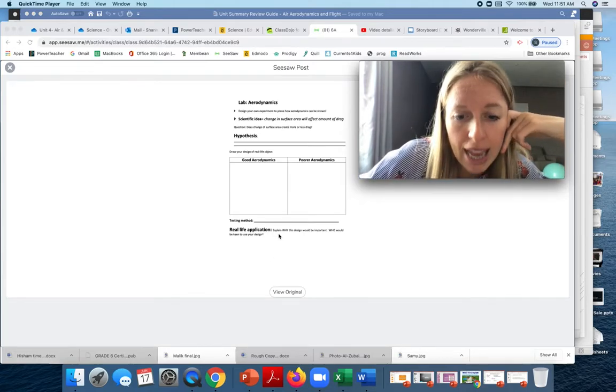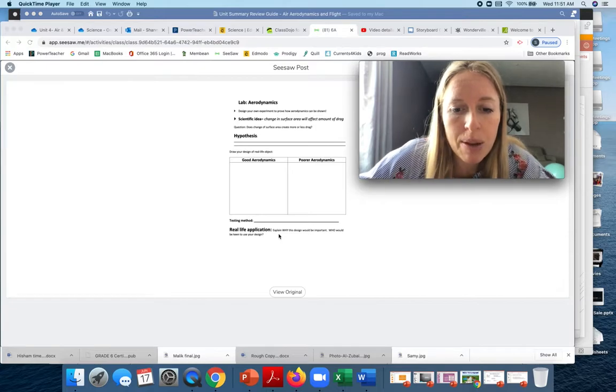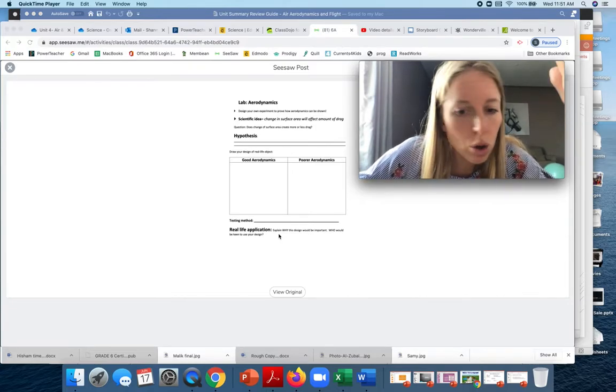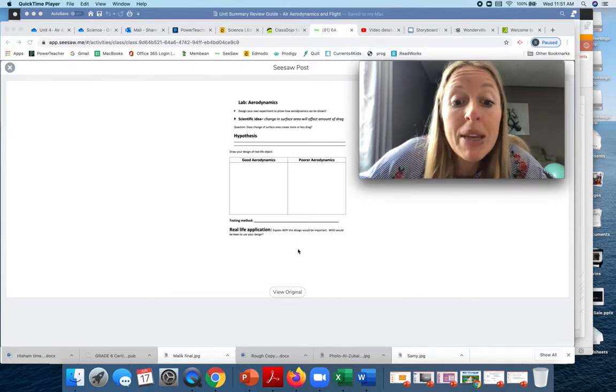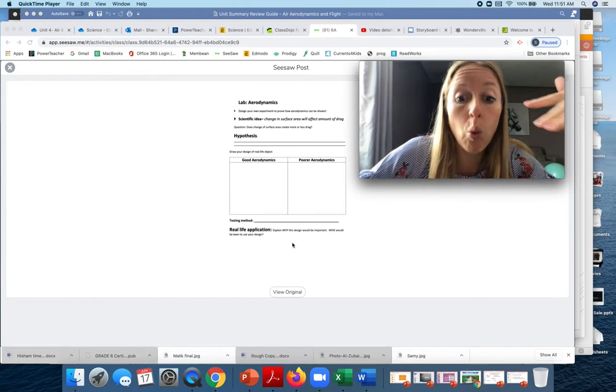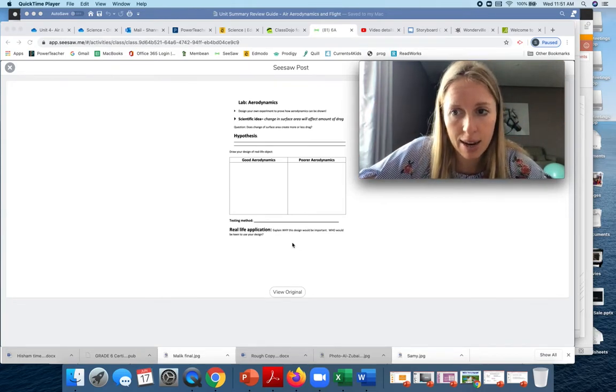Real life application: explain why this design would be important. Who would care about this? Who would be keen to use your design? Why is this design important?